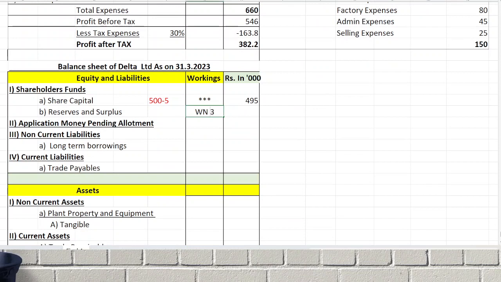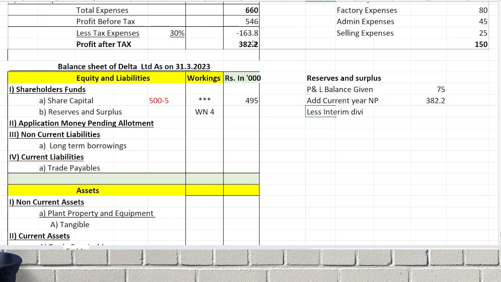Start working note number 4. Reserves and surplus. Already in the trial balance, what is the P&L account balance given? Profit and loss account balance given is 70. Add current year net profit after tax. Suppose if there is any interim dividend or transfer to reserve, that and all we have to adjust. No such things are given. So just for reference I have put, so you can just take it to the outer column.